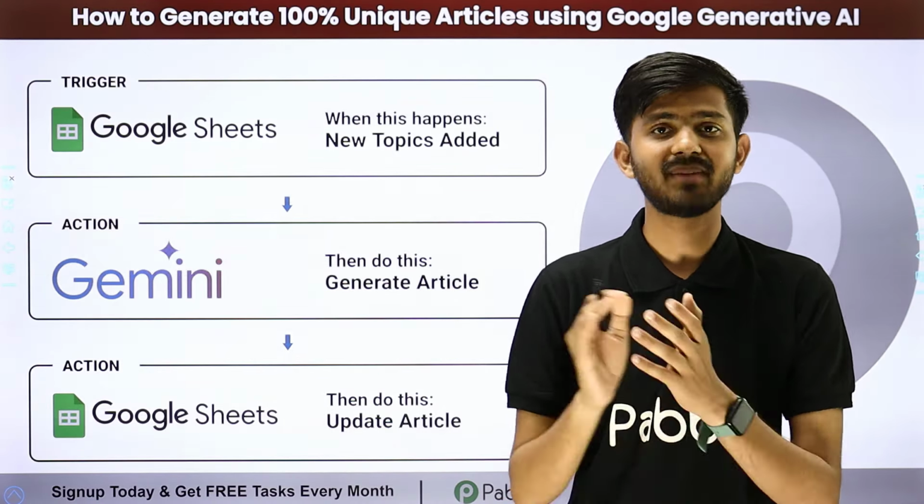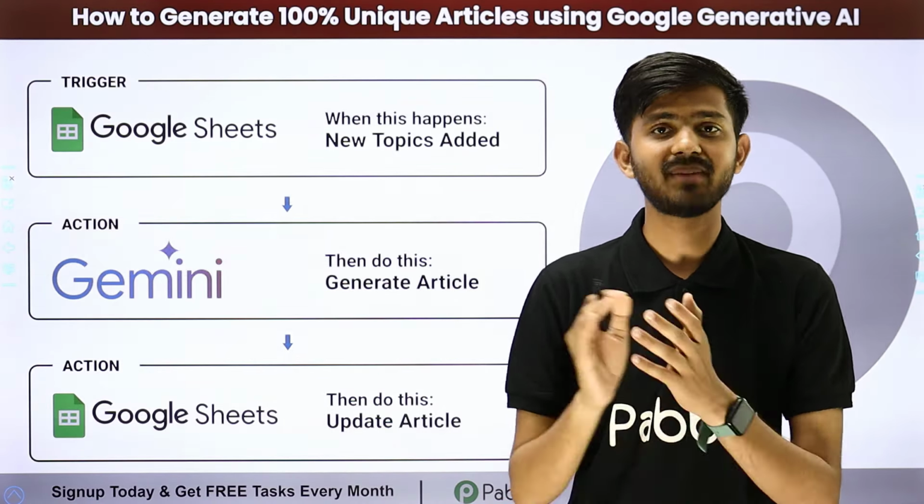So for building this connection, I'm going to use Pabbly Connect, which is an amazing software for automation and integration. In Pabbly Connect, I'm going to use Trigger and Action. In Trigger application, I'm going to use Google Sheets. In Action application, I'm going to use Google Gemini and Google Sheets. So how am I going to build this connection?